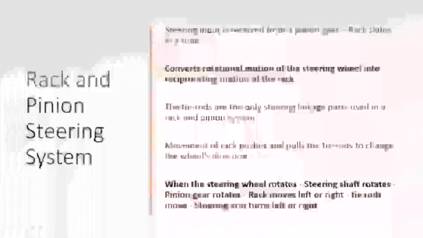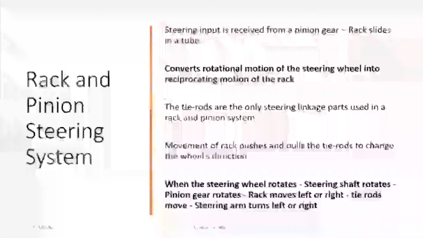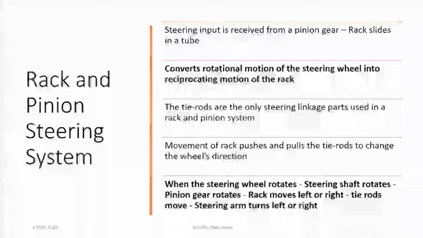Tie rods move, right? The tie rod end is connected to the ball joint, right? Through the ball joint, the steering knuckle rotates. Then the steering knuckle means the whole tire and hub system, right? So that is the working principle of the rack and pinion steering system.